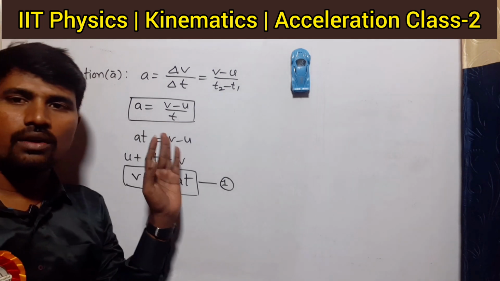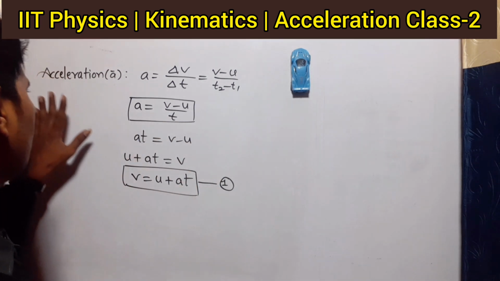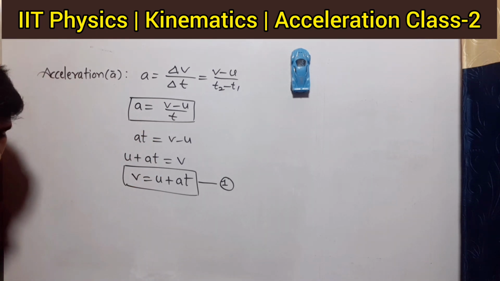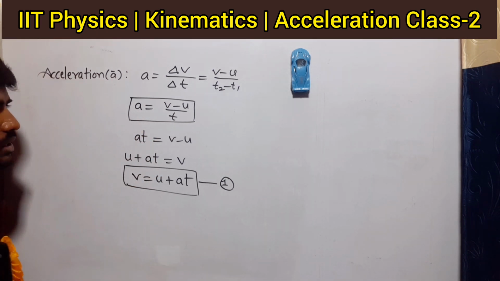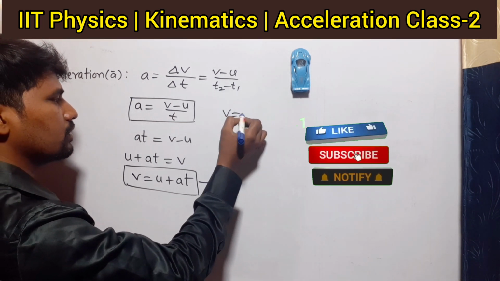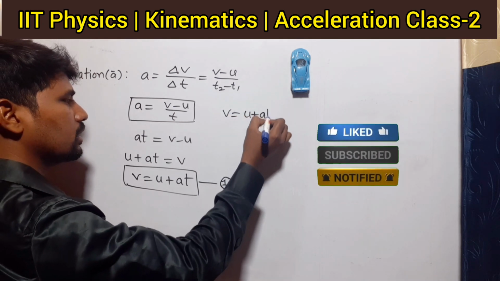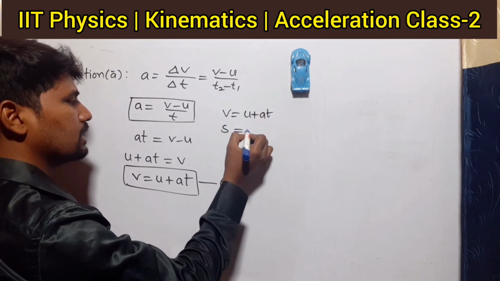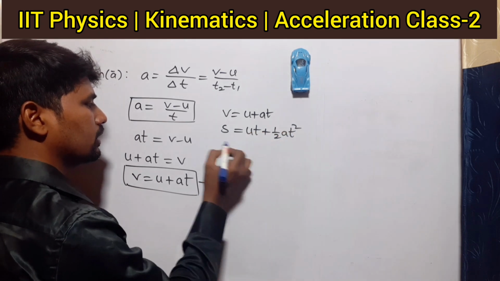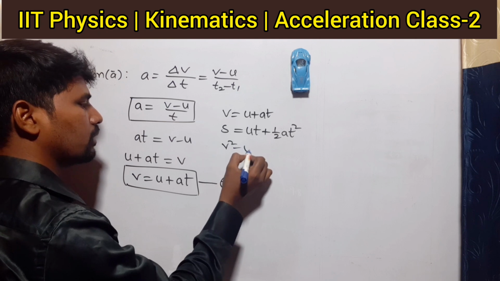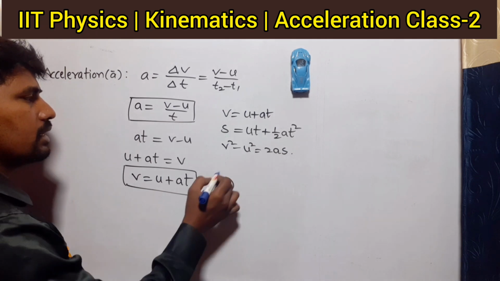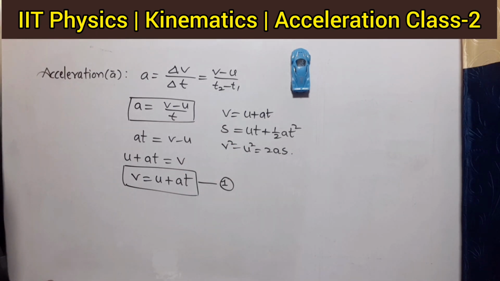This is for uniform acceleration. Here are the equations of motion under uniform acceleration. This is the first equation, Newton's first equation. Let us discuss two more equations. First equation, v is equal to u plus at. Next equation, s is equal to ut plus half at square. The third equation, v square minus u square is equal to 2as. Let us derive these three equations.